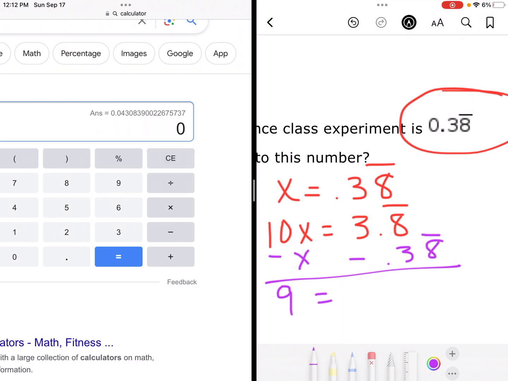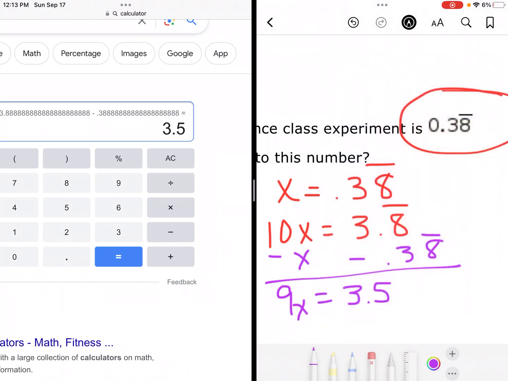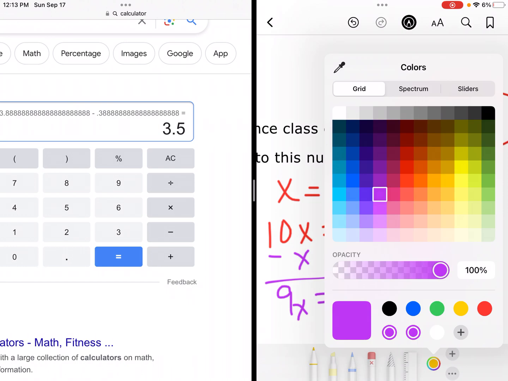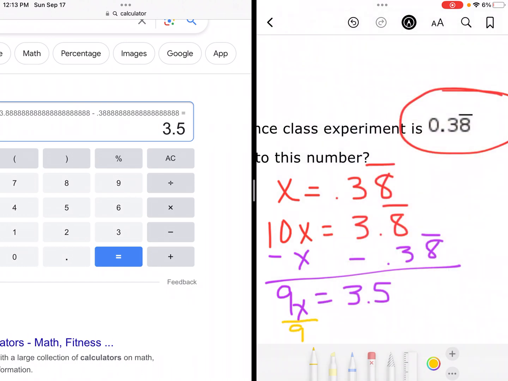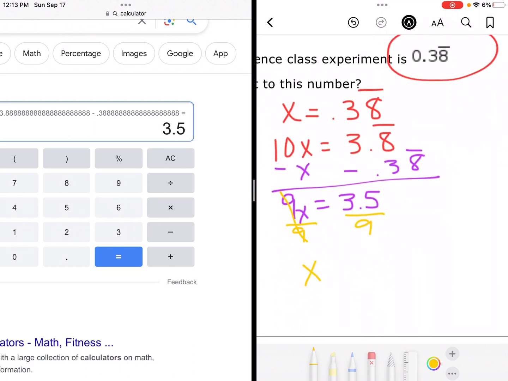This is the part where I have to put in my calculator. So I have 3.8888 minus 0.3. So I get 3.5. Now I'm going to divide by 9. So I end up with x equals 3.5 divided by 9.